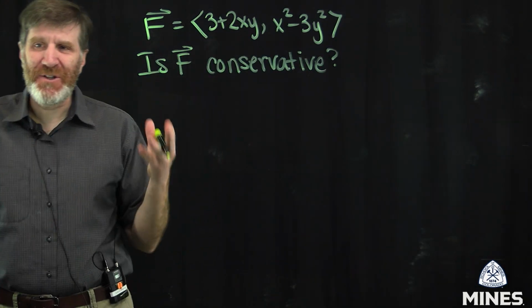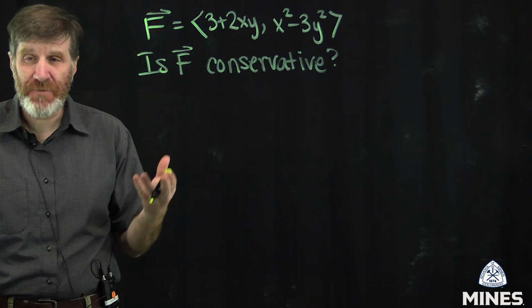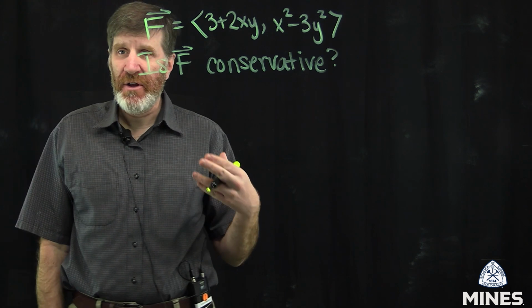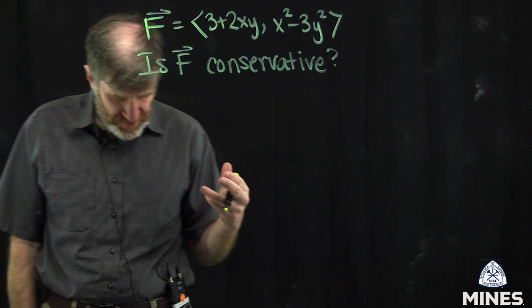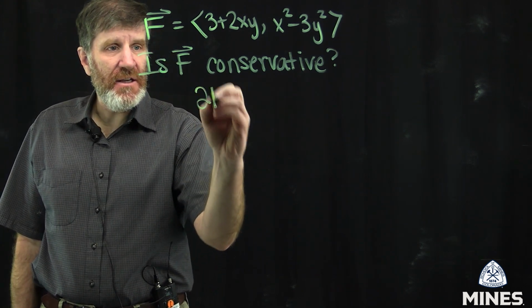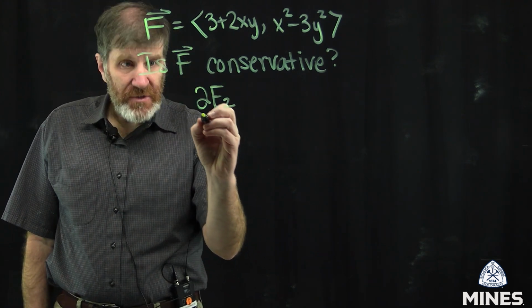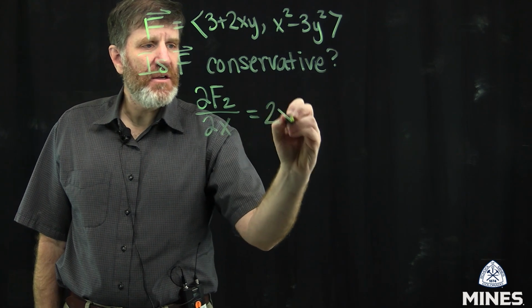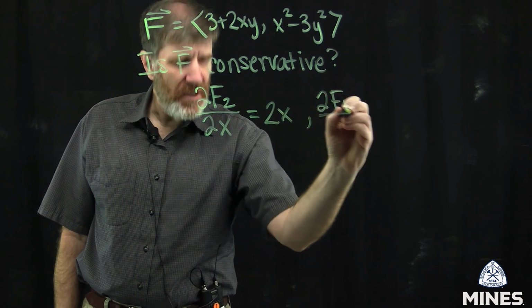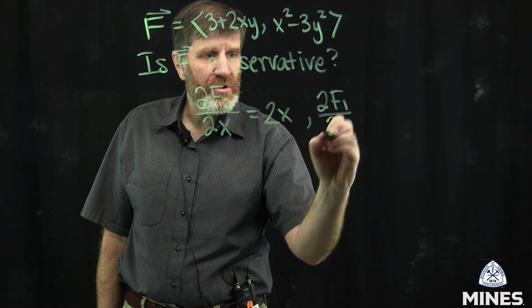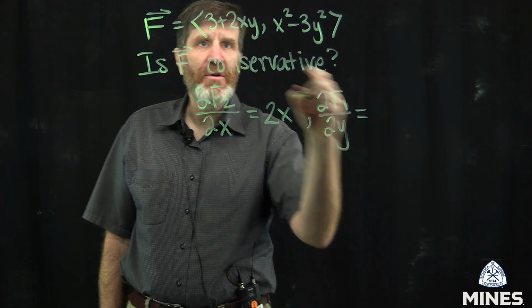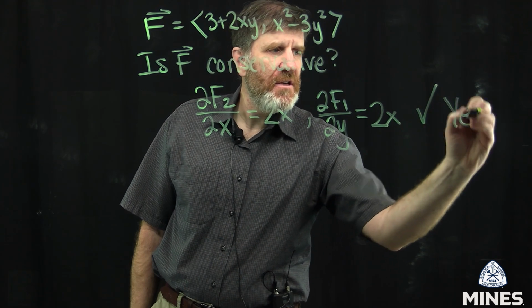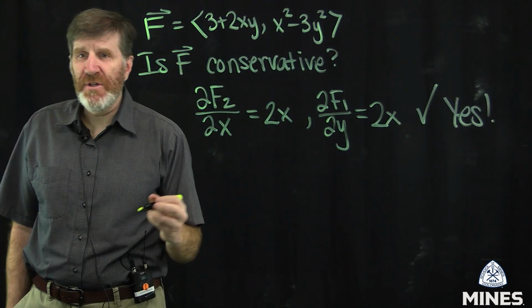All right, we have a vector field here, and we're going to answer the question first, is this vector field conservative? And this is a straightforward calculation involving derivatives to find out if it's conservative. We look at the x derivative of the second component, that is 2x, and we look at the y derivative of the first component. The y derivative of the first component is also 2x. Those are equal, so yes, this vector field is conservative.